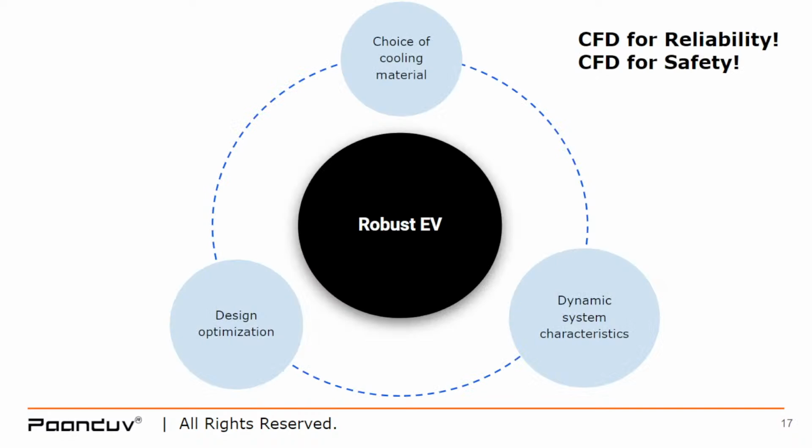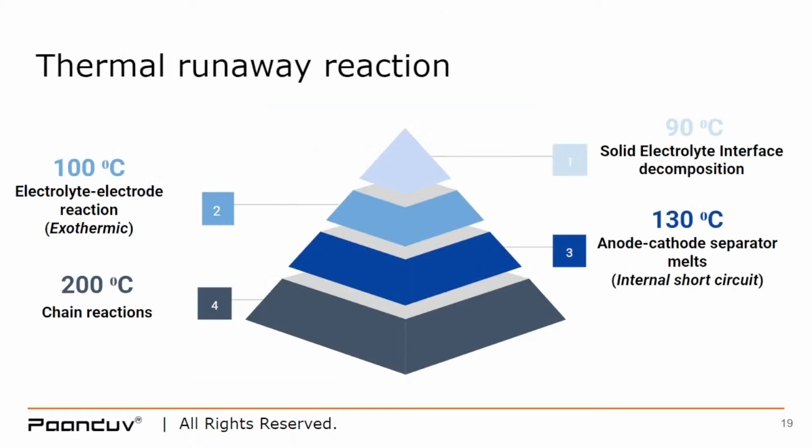So we can use CFD for reliability and CFD for safety. You have to do it if you want these two things to be 100% addressed, because you're dealing with humans here. A robust electric vehicle requires optimization around three parameters: the material, the design, and the dynamic system characteristics. What material will you use in your battery packs? What should be the design of your battery pack for best thermal management? And how are dynamic system characteristics such as the charging rate and the discharging rate incorporated during the design of this electric vehicle?